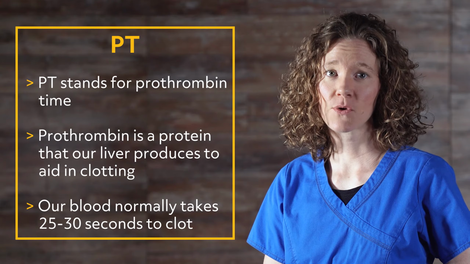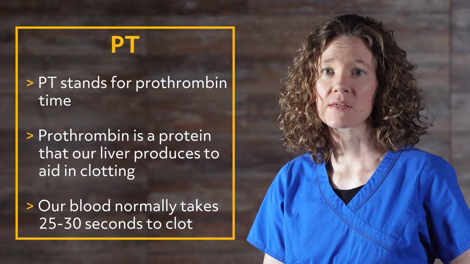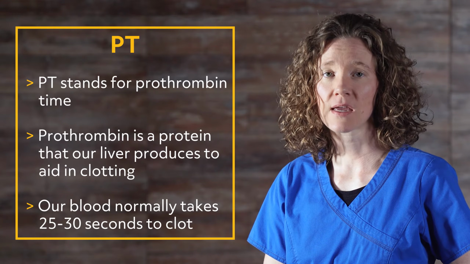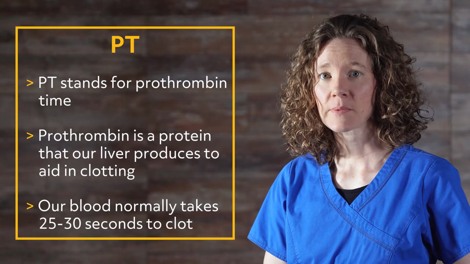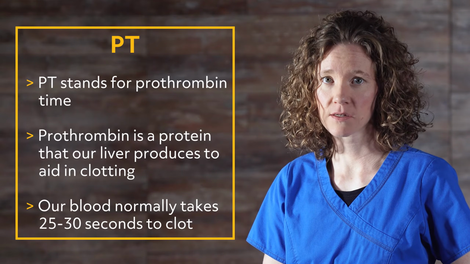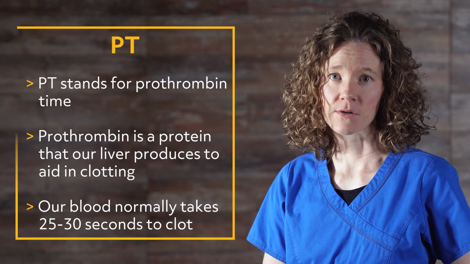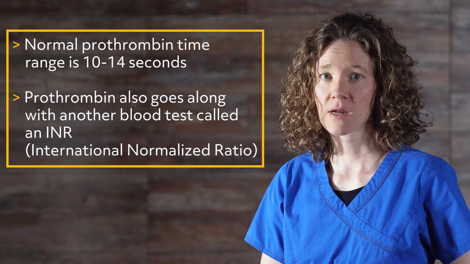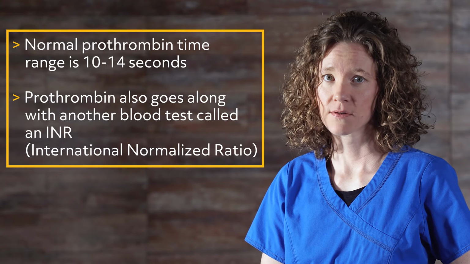PT stands for prothrombin time. Prothrombin is a protein that our liver produces to aid in clotting. Our blood normally takes 25 to 30 seconds to clot, unless we are on blood thinners, and if prothrombin time is too short or too long, well, you get the picture, clotting is out of balance. Normal prothrombin time range is 10 to 14 seconds.